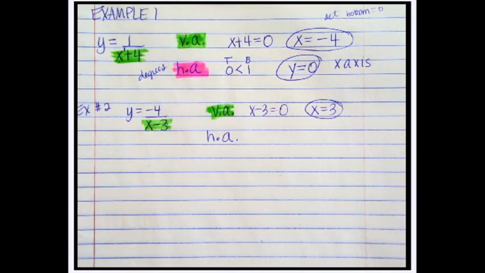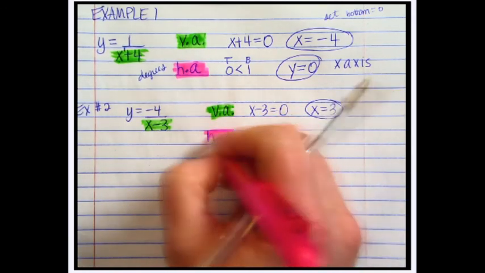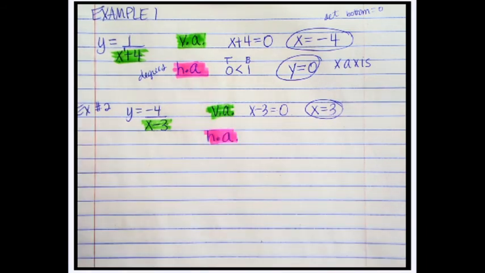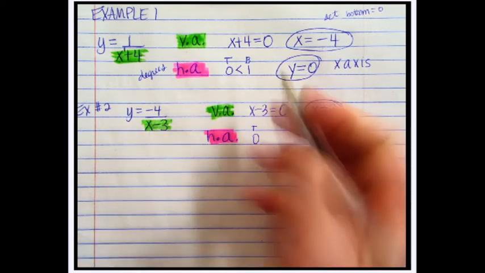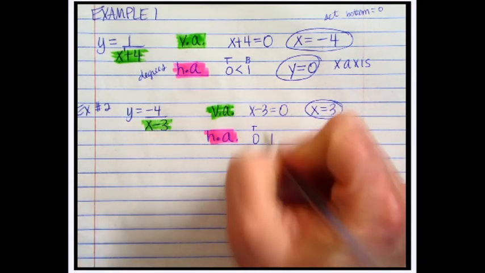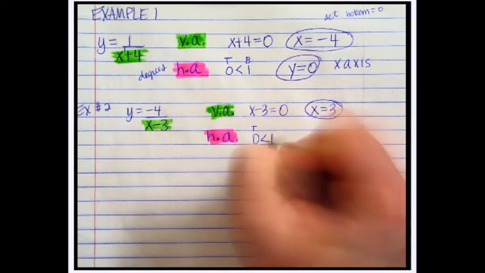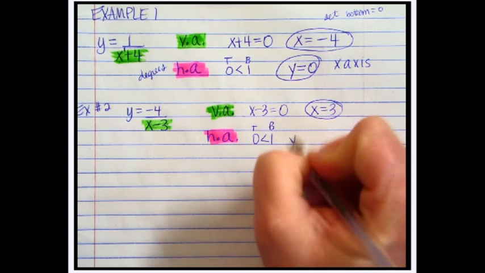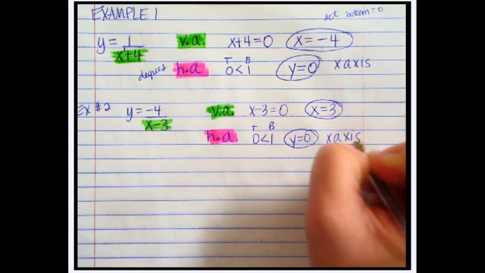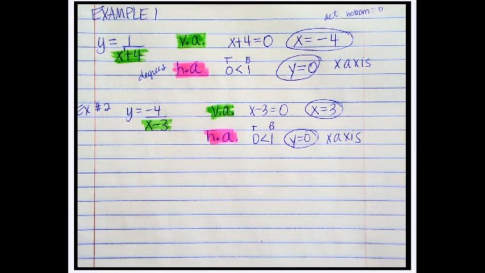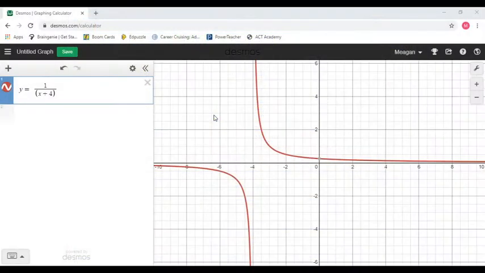And remember, with horizontal asymptotes, we check the degree. The degree of the top here is 0, because we don't have an x, and the degree of the bottom is 1. So just like our previous problem, top is less than the bottom. So our x-axis is again a horizontal asymptote. And you can either put the x-axis or y equals 0. Does not matter to me. So let's go again to Desmos and check it out.